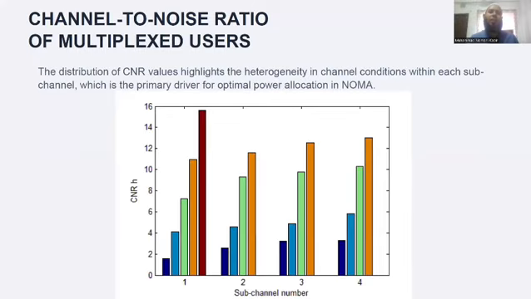First result is the H value, that means CNR, channel to noise ratio. And we can see that we have 4 channels, and in the first subchannel we have 5 users, and the others have 4 users each. The first user is actually the farthest from the base station, and therefore the H value is the lowest, and the last user is the closest to the base station, and the H value is the highest. And the same follows for all other subchannels.